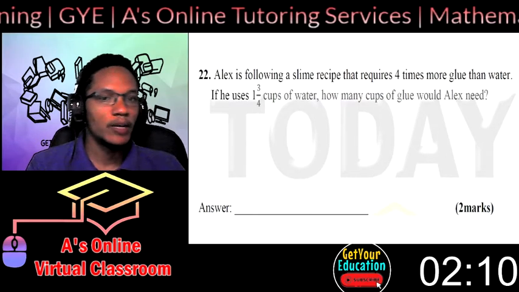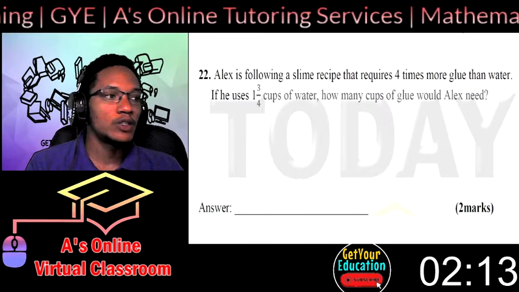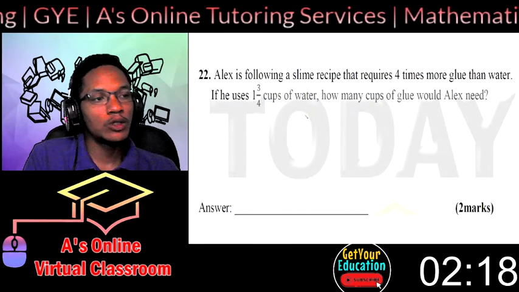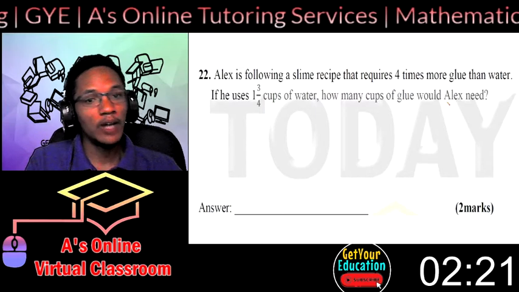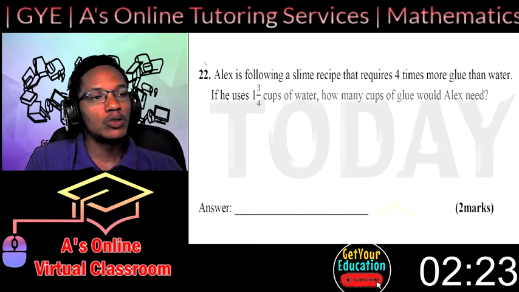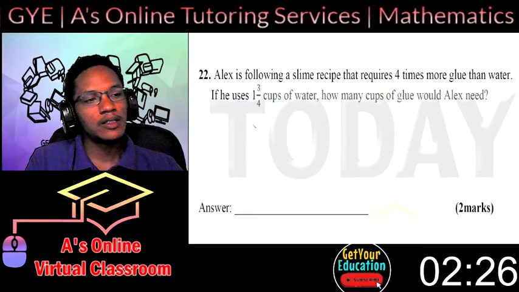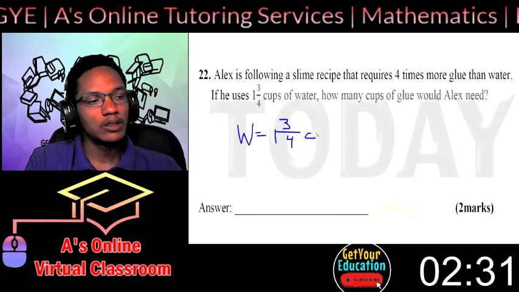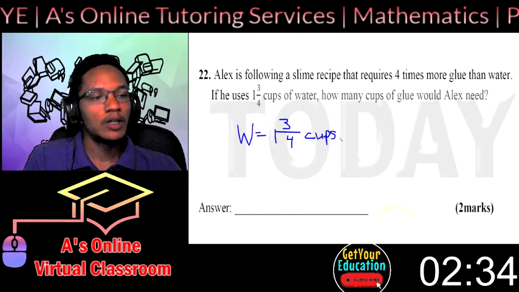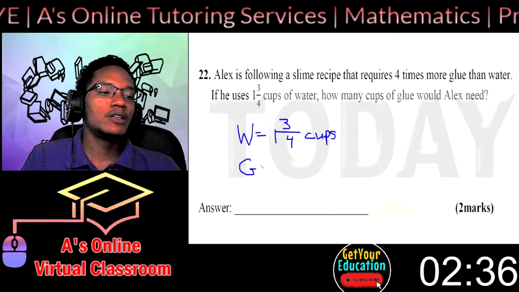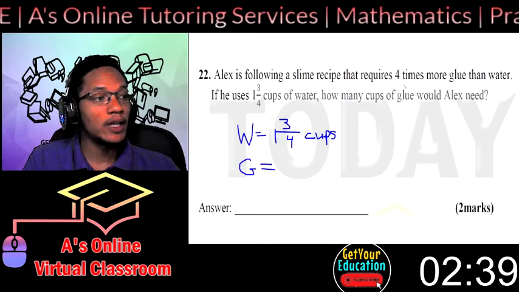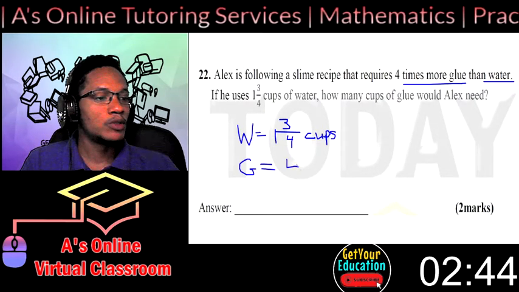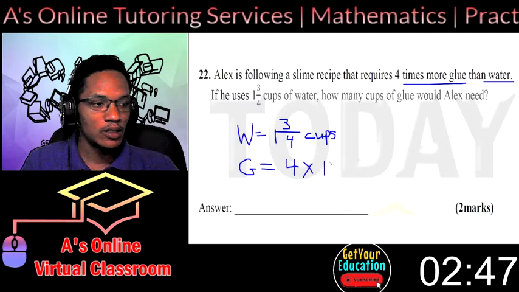Alex is following a slime recipe that requires 4 times more glue than water. If he uses 1 3/4 cups of water, how many cups of glue would Alex need? So if he has 1 3/4 cups of water to make the slime, the amount of glue he would need, so the glue is always 4 times more than the water. So the glue will be 4 times 1 3/4.